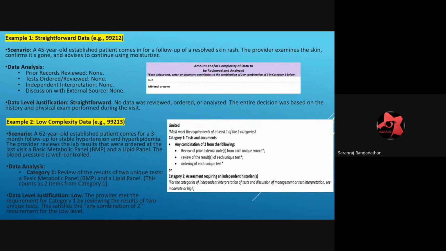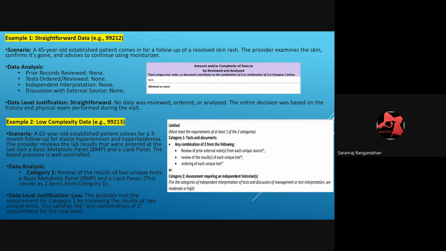And in that category also, we have a rule combination. They have listed a few things down below. We need to combine any two combinations to choose category one. And the second category is assessment requiring an independent historian. So our mother, father, friends, somebody has to come and tell the physician what problem I am facing. That is what is called an independent historian. Here, the first one, if you see the example I provided, is hypertension and hyperlipidemia, two different chronic conditions a patient has come for.